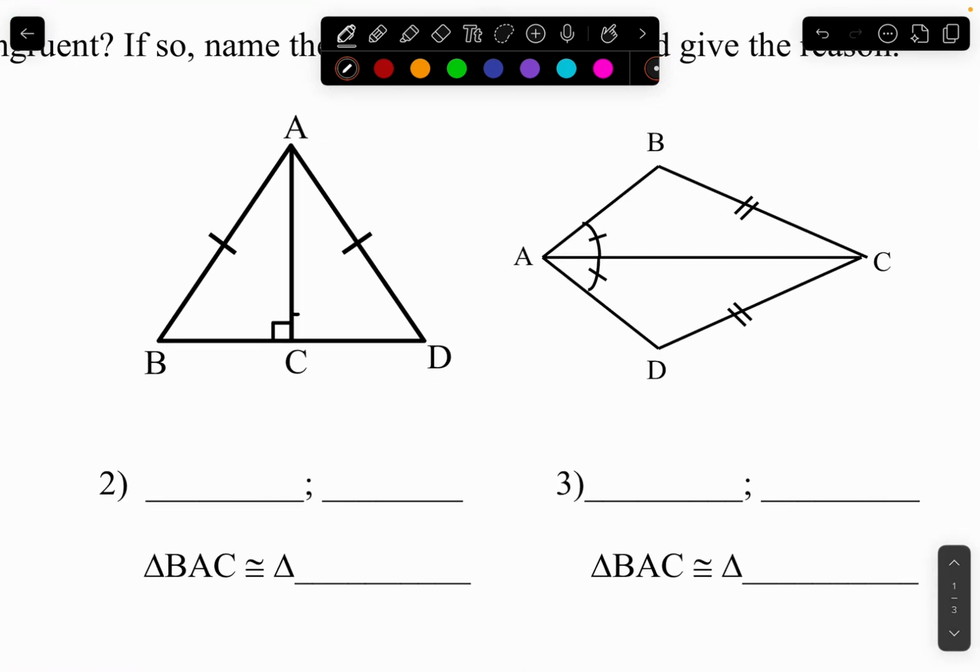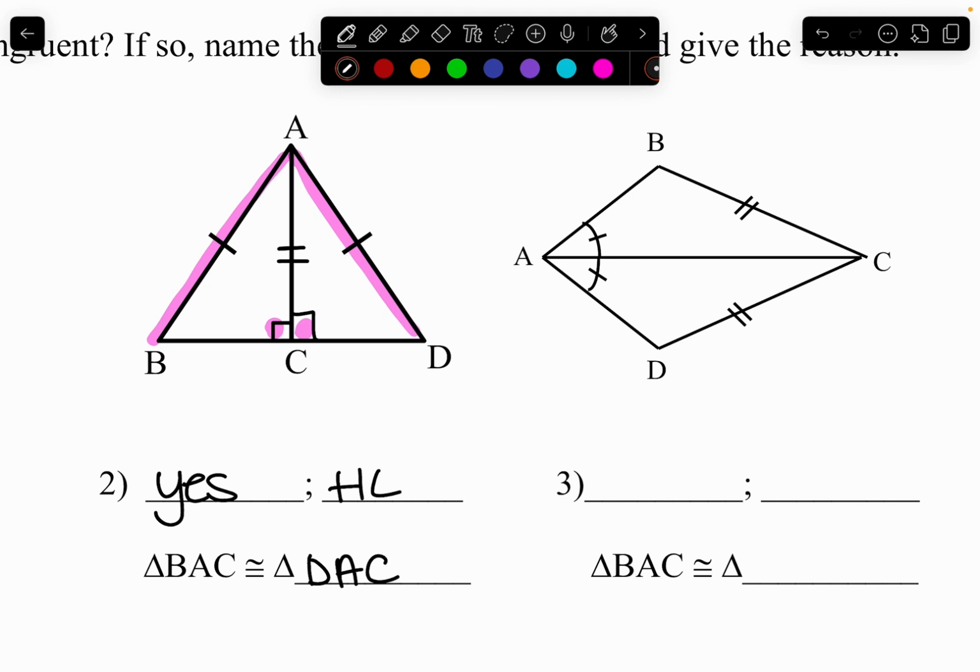Number 2, I'm being told that I have a right angle here. So I do know that I can add on my hypotenuse leg. If you look, because these are right triangles, my hypotenuse is marked congruent, and I can go ahead and, using that reflexive property, say that this leg over here for both of my right triangles is also congruent. So again, this is yes by hypotenuse leg. Triangle BAC will be congruent to triangle DAC.